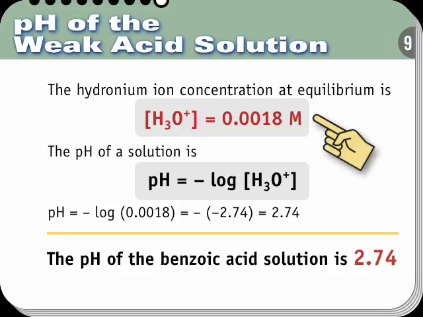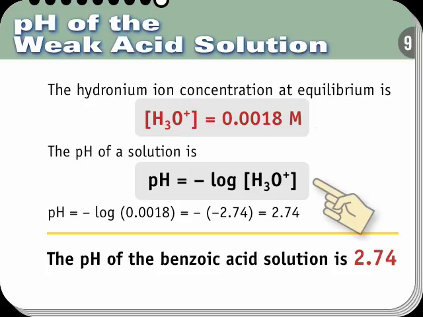Now that we know that the hydronium ion concentration in solution is 0.0018 moles per liter, we can find the pH of the solution. Recall that the pH is the negative of the base 10 logarithm of the hydronium ion concentration. Here we find that the solution has a pH of 2.74. It is indeed a weakly acidic solution.